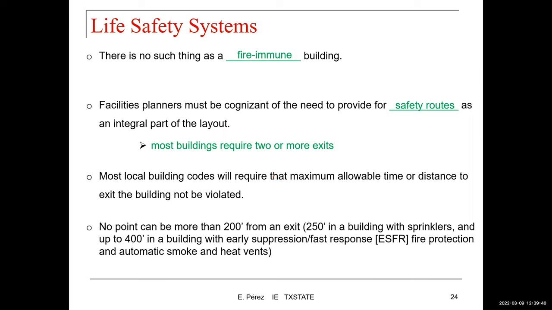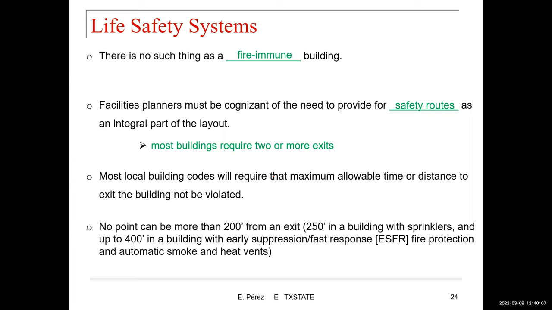Local building codes require that a maximum allowable time or distance to exit the building not be violated. For example, a rule that can be used is that no point can be more than 200 feet from an exit, 250 feet in a building with sprinklers, and up to 400 in a building with early suppression, fast response fire protection, and automatic smoke and heat vents.